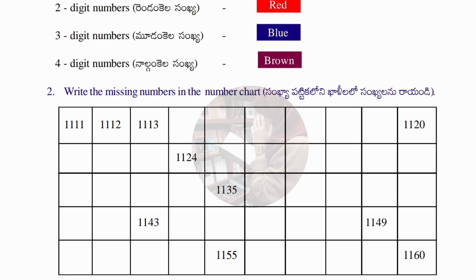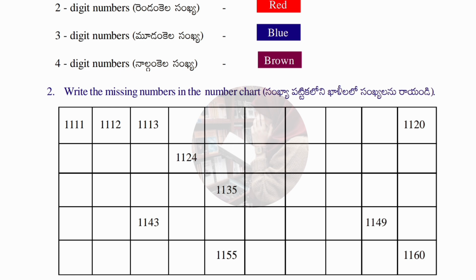Okay, now we'll see the second Roman. Let's see. Here it is given, write the missing numbers in the number chart. One box is given where we have some numbers. Some numbers are missing there, and that we have to write down. So in the first row, it starts with 1111, next number is 1112, next 1113, like that up to 1120.